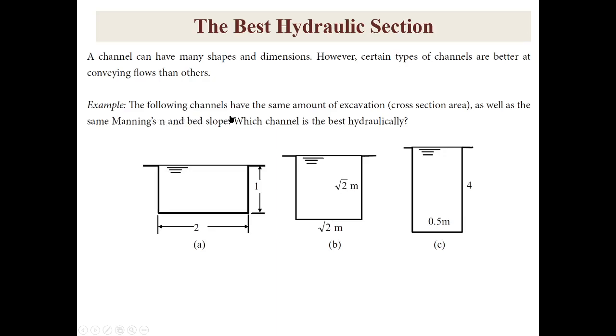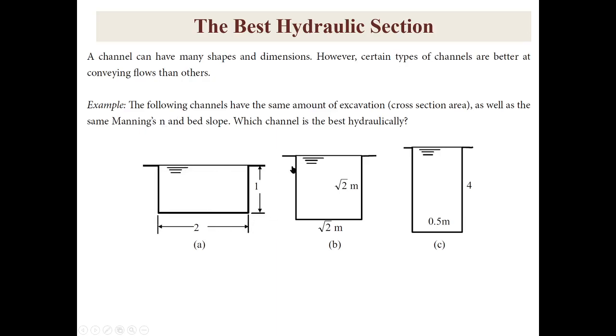Here you see the following channels have the same amount of excavation, or the same cross-sectional area. 2 multiplied by 1 equals 2, so this cross-sectional area equals 2, and also here the cross-sectional area equals 2. Therefore, the amount of excavation is the same in all three cross-sections. Here, excavation shows the amount of cost or money you should pay for the construction of this cross-section, as well as the same Manning and bed slope.